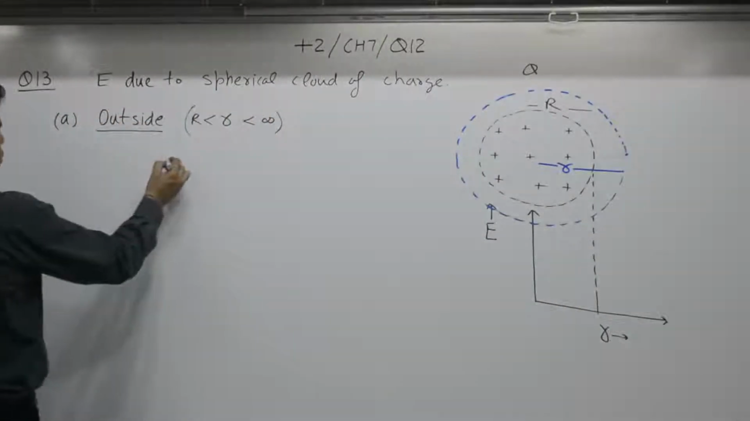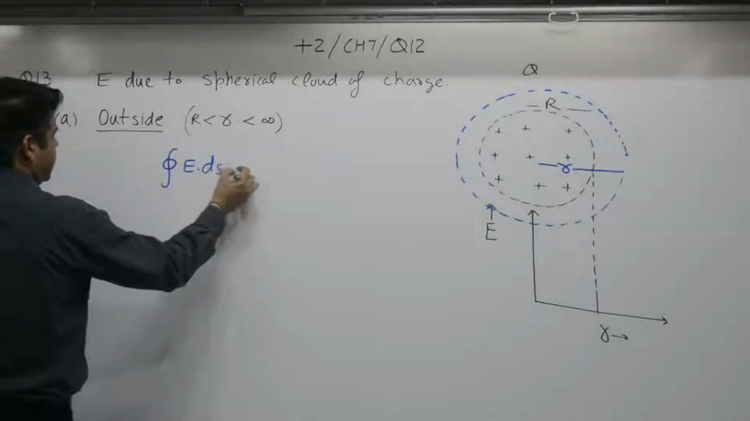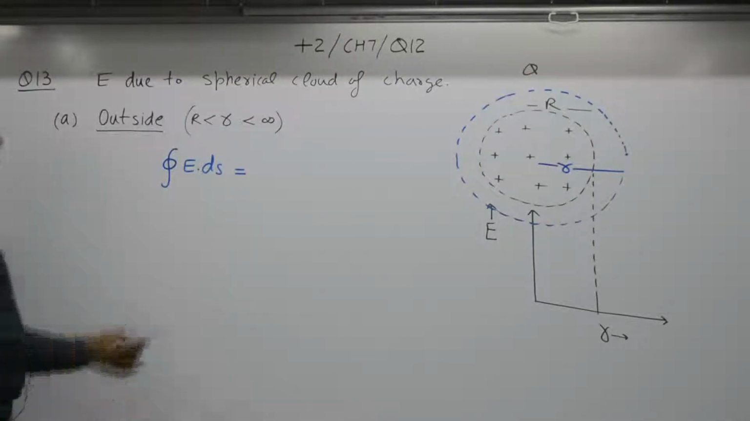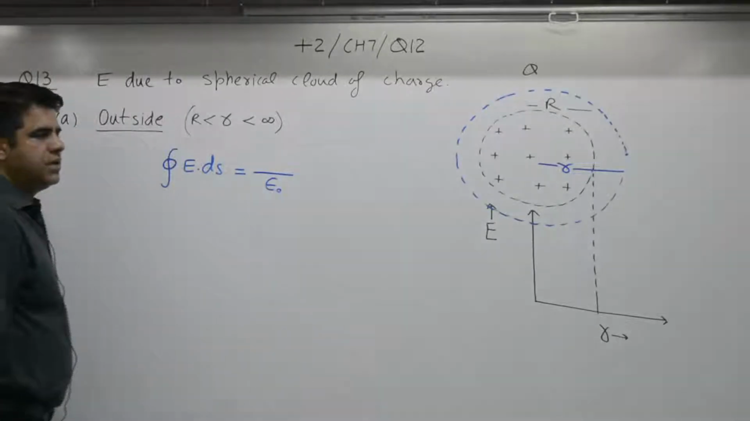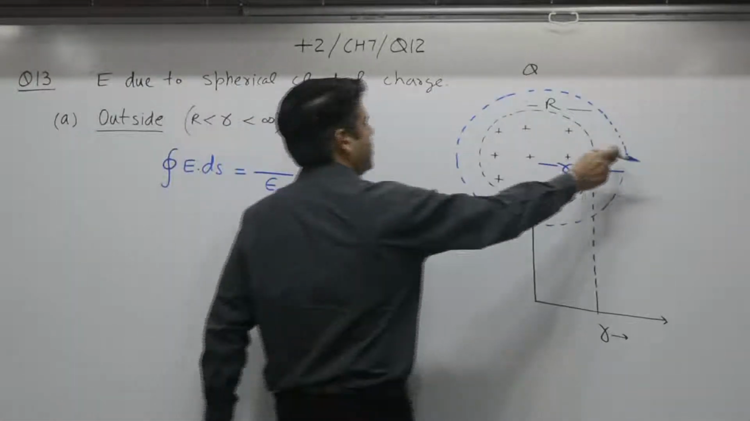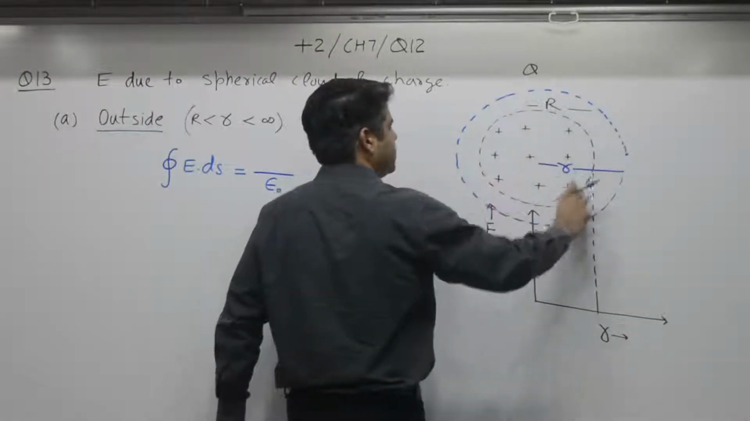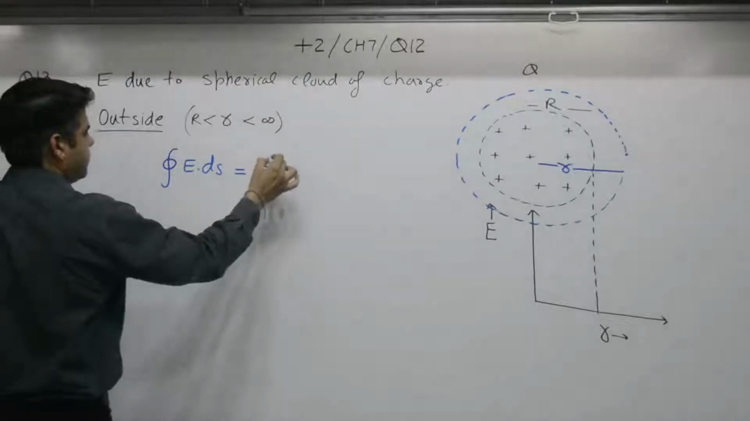As per Gauss's law, total electric flux out of a closed surface is equal to charge enclosed by epsilon naught. Charge enclosed, tell me. This total sphere encloses this much charge. Total charge, how much? Capital Q.